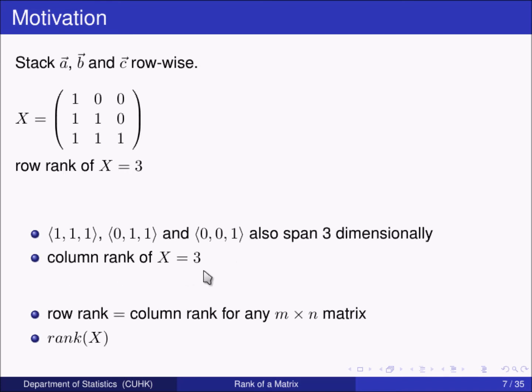Here we can see that the row rank of X and the column rank of X are the same. The truth is, the row rank and the column rank of any m by n matrix, which is not necessarily square, is always the same. We call it the rank of the matrix, and we denote the value as rank of X. The proof is not introduced here, as the difficulty is beyond our level.